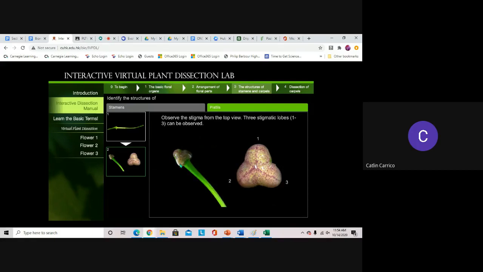We look closer at the stigma. It is sticky, and on the lily you can see 3 lobes that can be observed, and that's what catches your pollen.